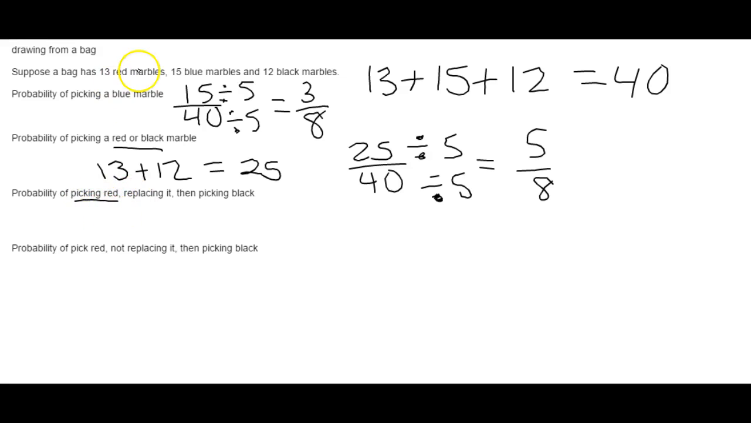Well, picking red, there are 13 red marbles out of the 40 marbles total. If we put the red marble back in the bag, it's not going to affect the total. We will still have 40 marbles. So we still have 40, and we're going to pick black now. So we have 12 black marbles.